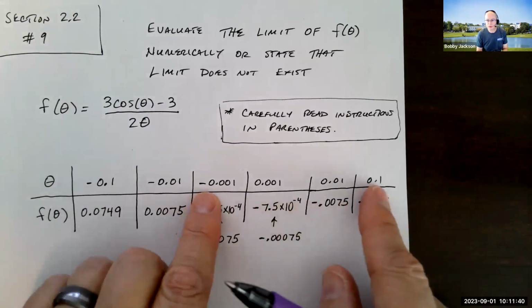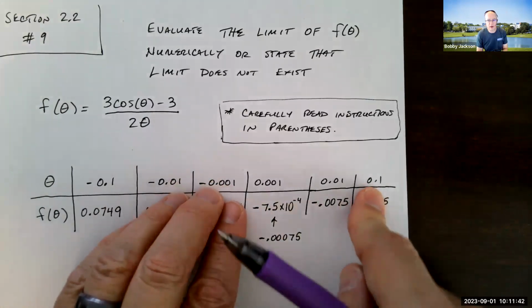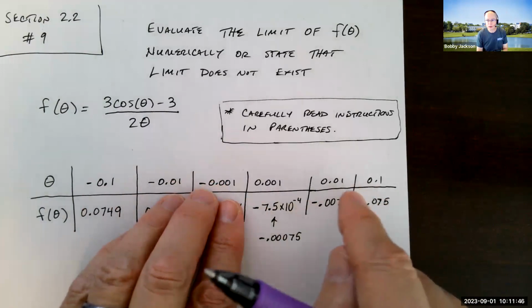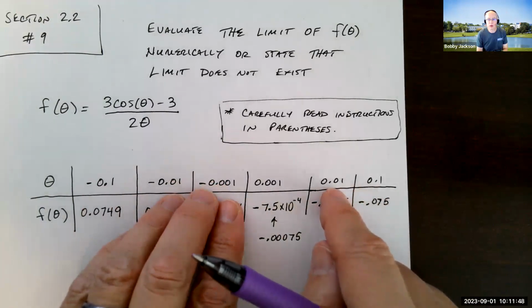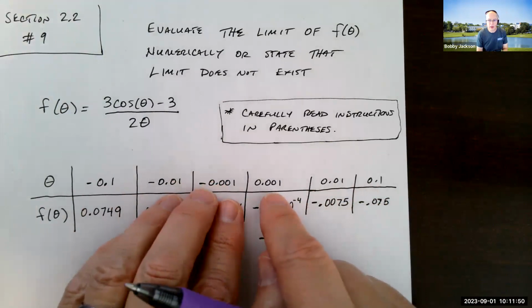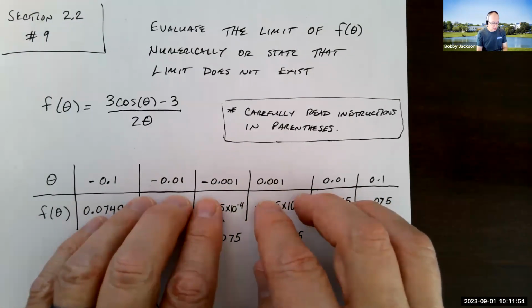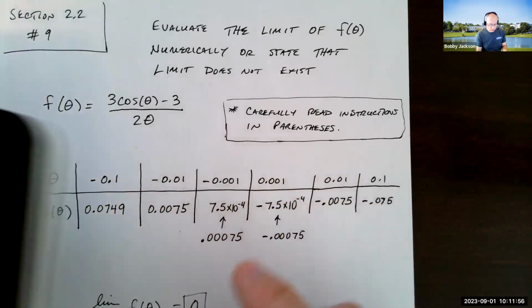I also want to get close to 0 from the positive side. So I just did basically a mirror image over here. 0.1, what's closer to 0, 0.01, and then 0.001. And then I'm going to compute the value of the function at these values. Of course, the calculator will help with this.